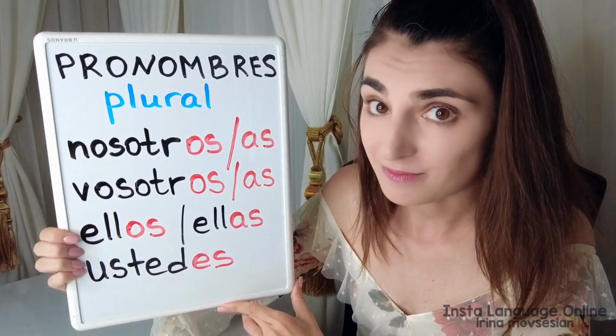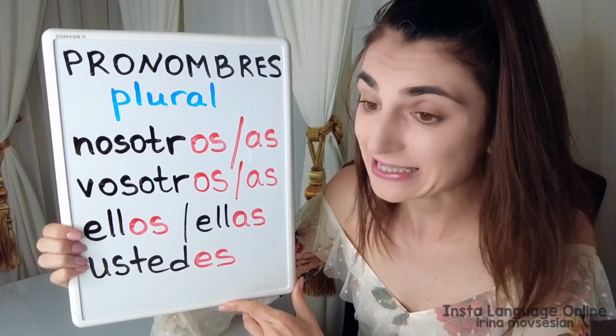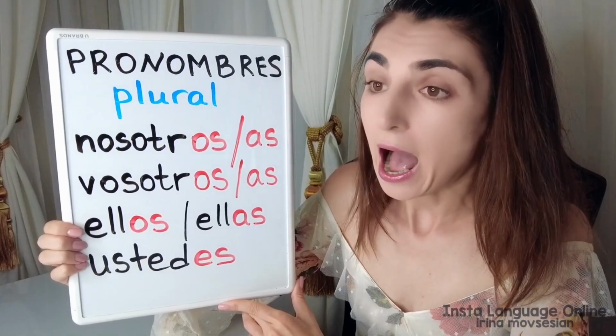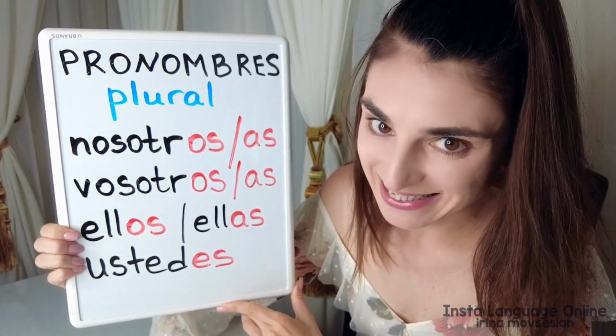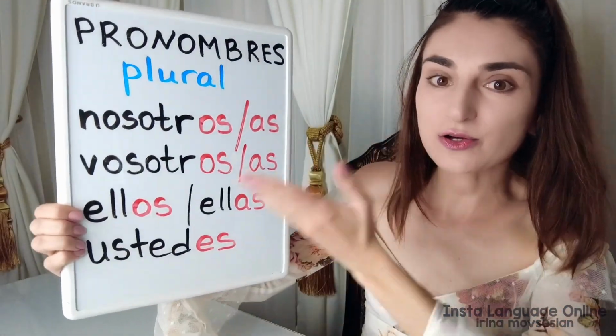Are you with me? I hope you are. I can't hear you. You're keeping silent. Are you with me? Yes. Say yes. Okay. Now, you had your time to look at the whiteboard. How do you say we masculine? Nosotros. We feminine.